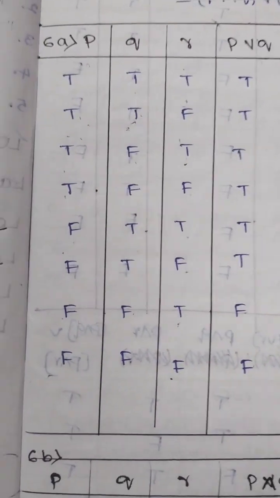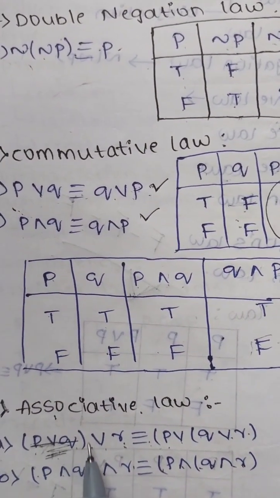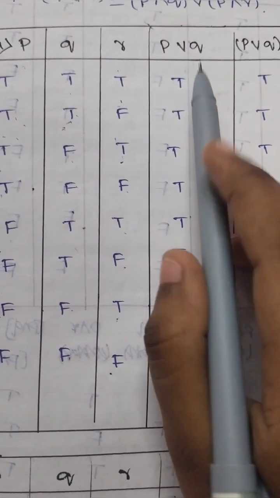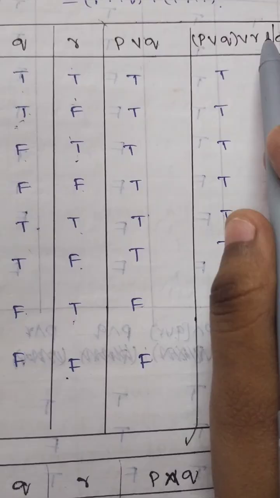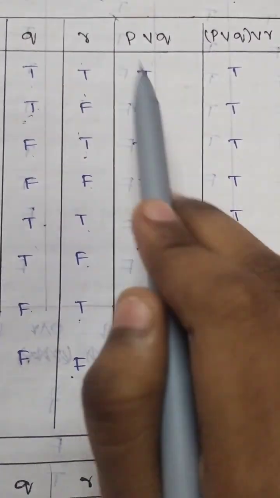Okay, next what they are asking, we have to do this P or Q into R. So we got this one, P or Q. So we have to do these two operations for getting P or Q or R. So this into this into this, not this into this.